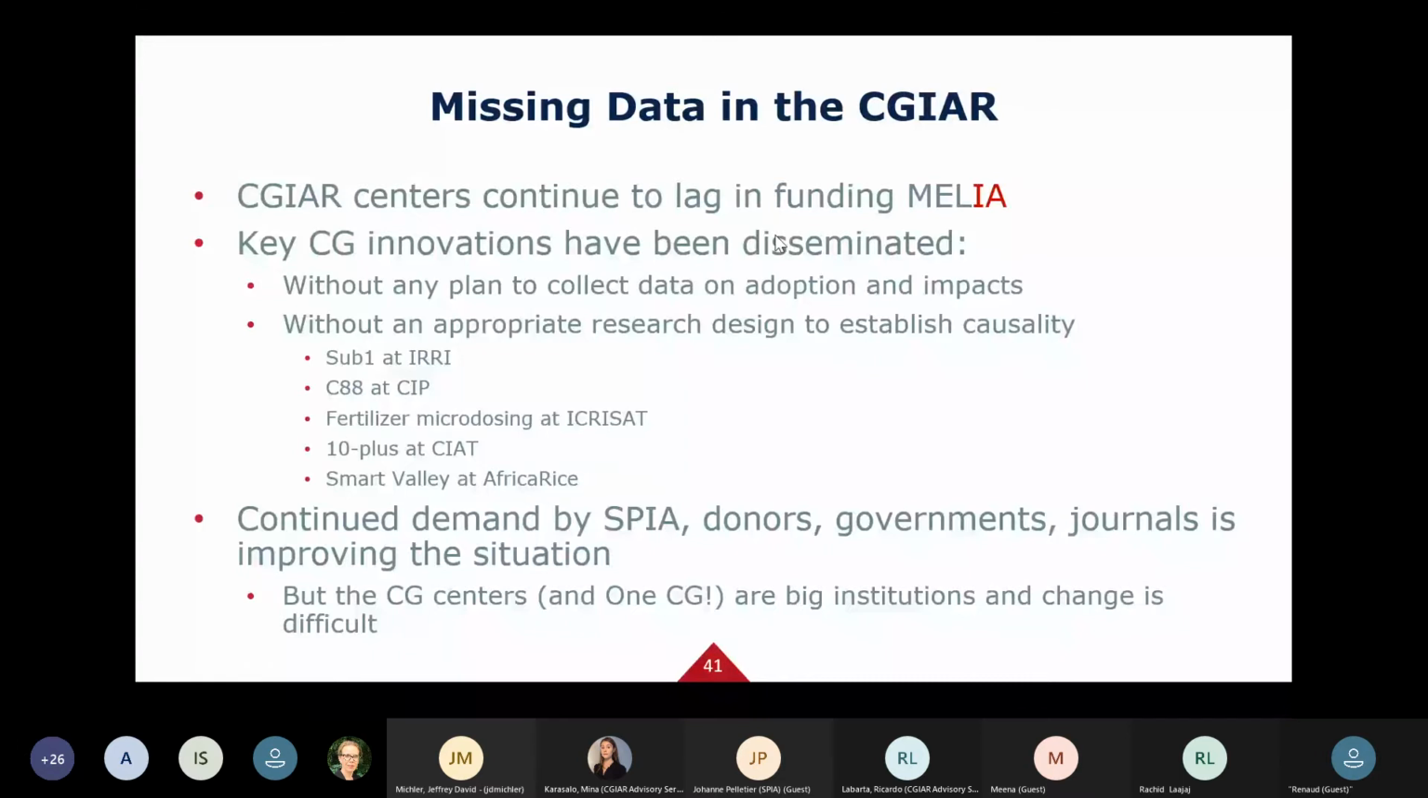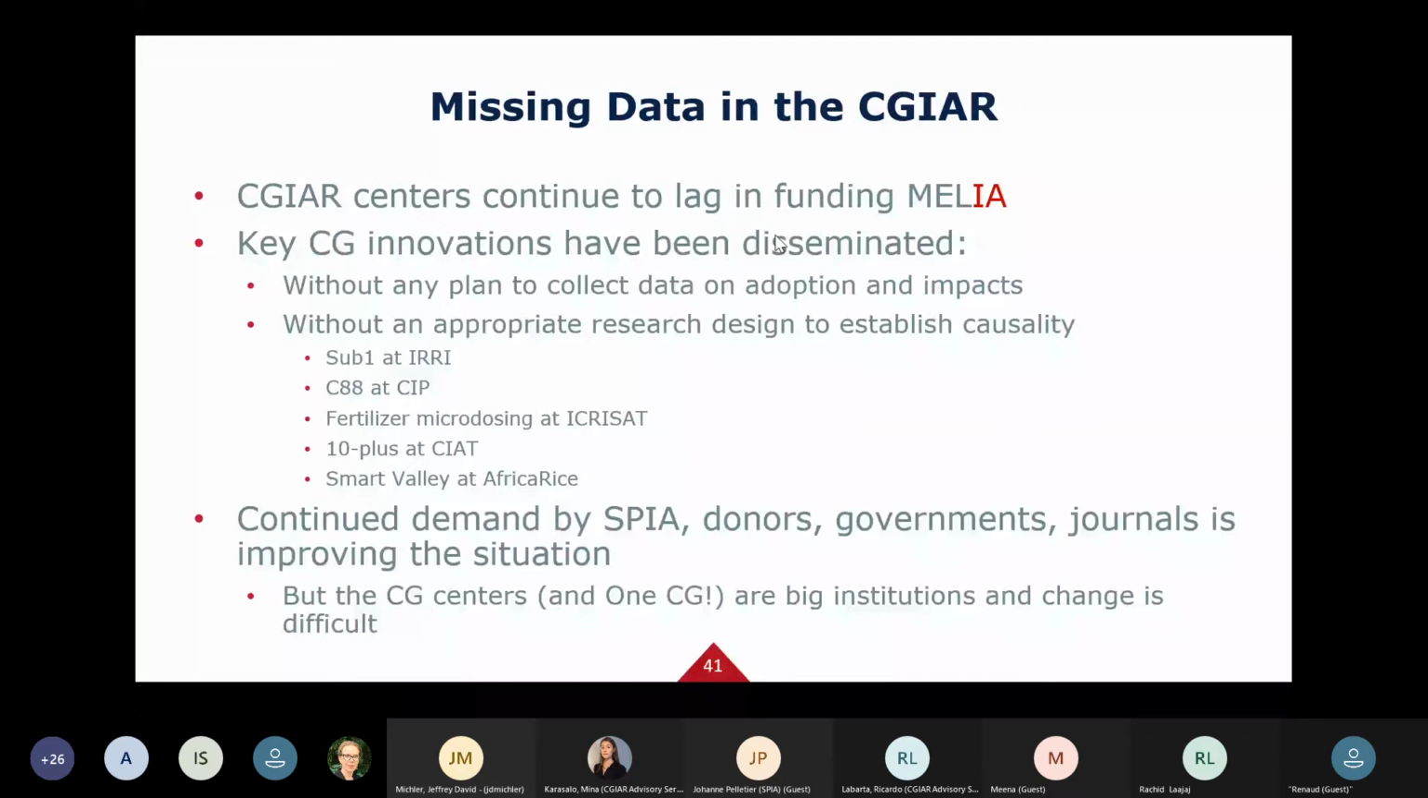So the CG has this missing data problem. We keep developing new technology, disseminating that technology, talking about the success of that technology, but we still have to fight for every dollar to do proper impact assessment. These CG interventions get developed and disseminated without any plan to collect data on adoption or impact, or even if they do collect data, there was not an appropriate research design as part of the data collection effort that would allow us to establish causality.